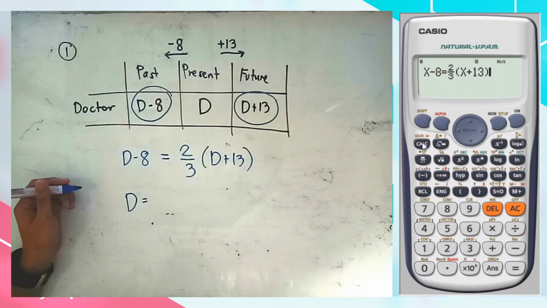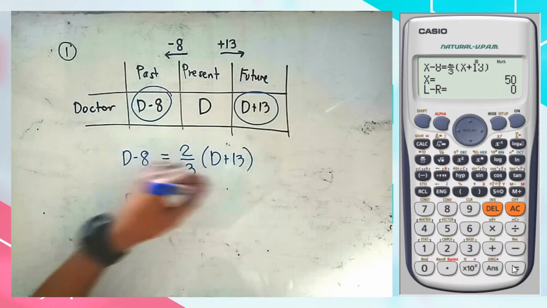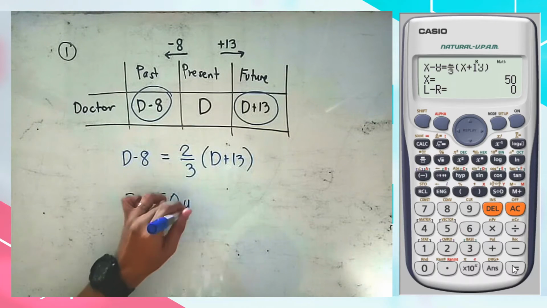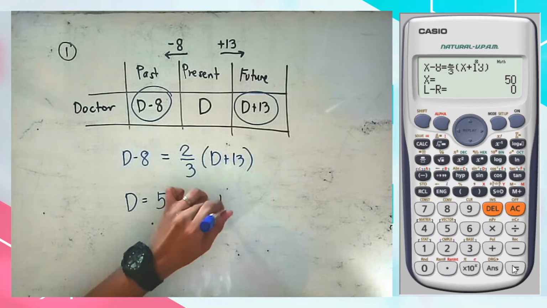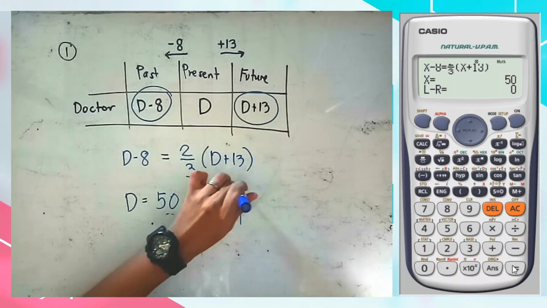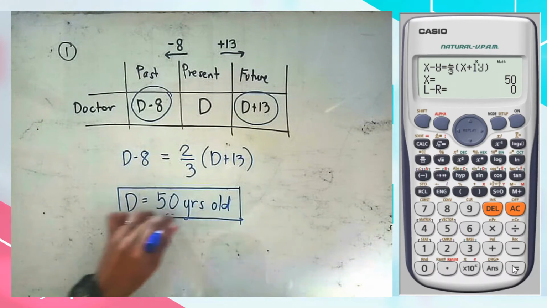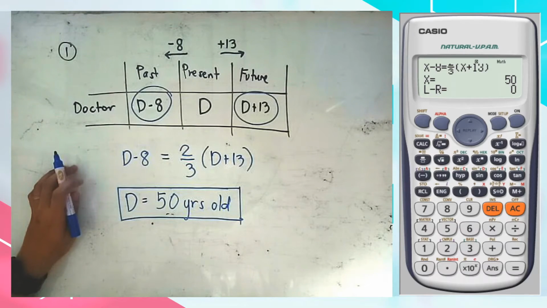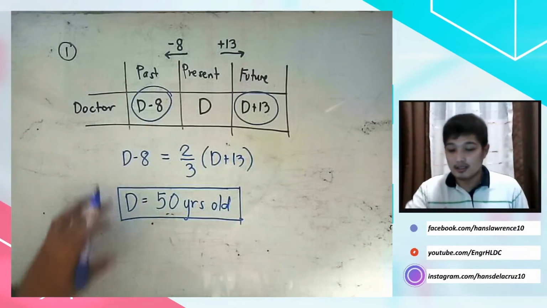Okay, so shift solve. So pwedeng hindi shift solve, no? So kaya mo naman simplify yan, pero ang sagot is 50. So therefore, ang age niya at present is 50 years old. So very simple, no, class, na? Ayan, so sana nakasunod. Okay, so sana nakasunod kayo, class, na sa ginawa natin.